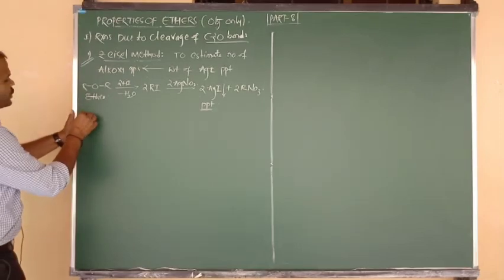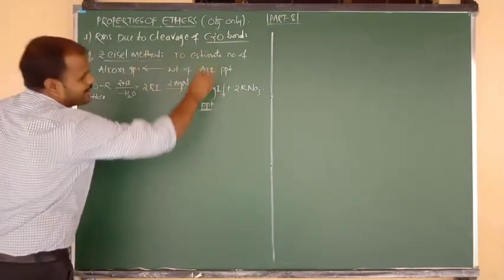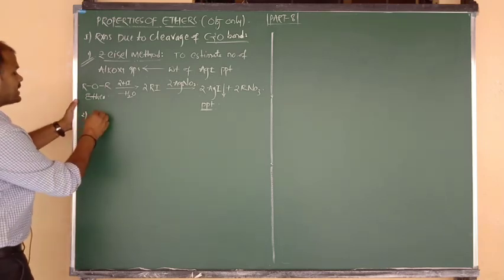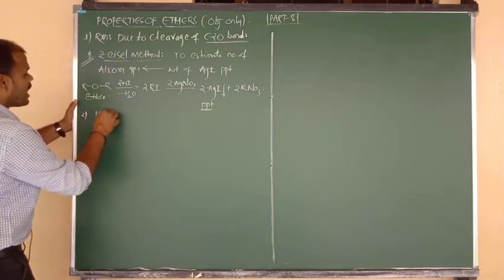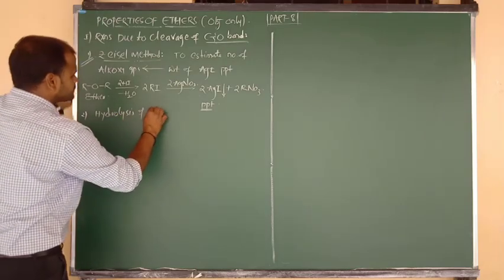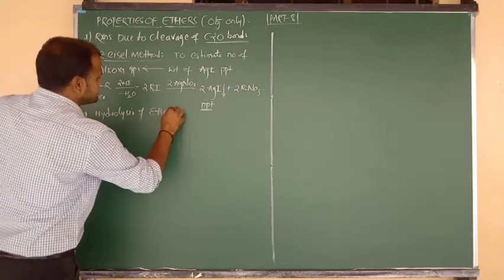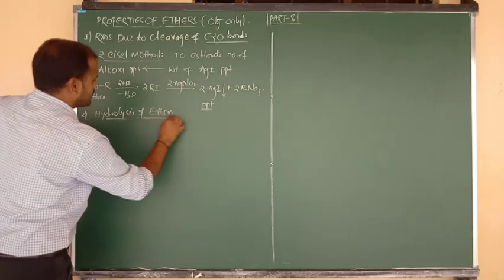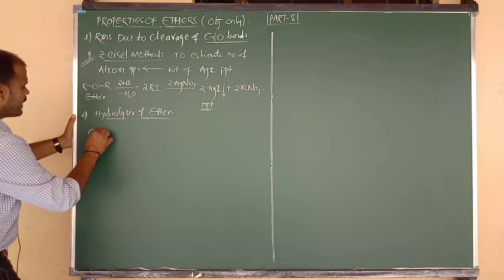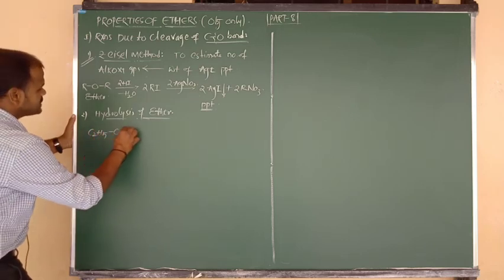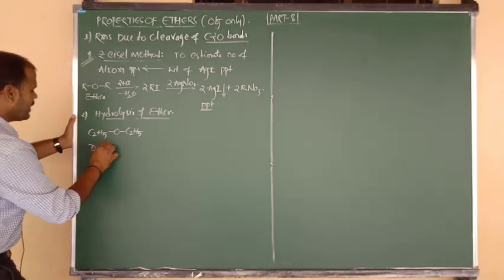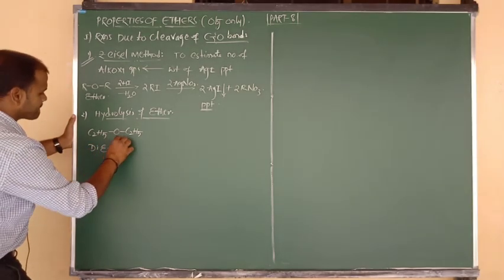Next, go to the second property. Due to cleavage of the C-O bond, all of these are important for the objective point of view only. The second one I am going to discuss is hydrolysis of ethers. The ether formula is ROR. Directly I am going to consider the example C2H5-O-C2H5, which is nothing but diethyl ether.